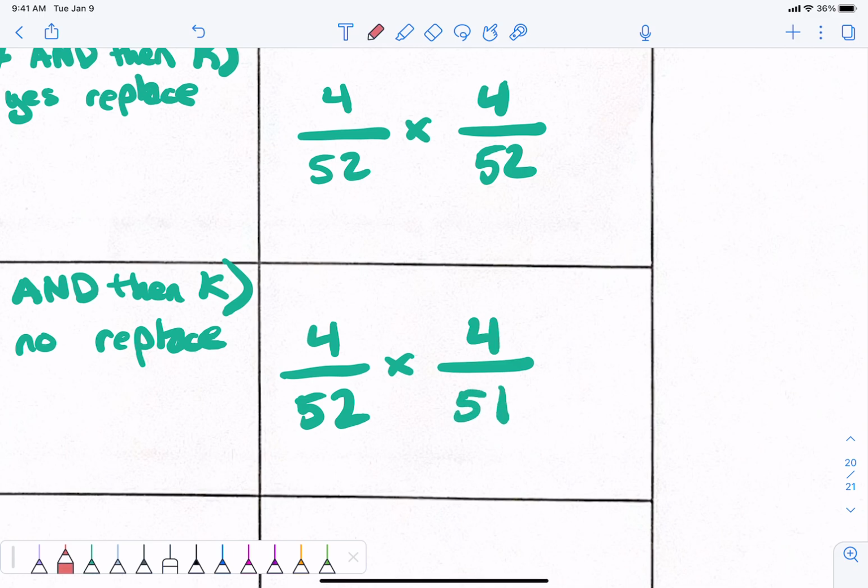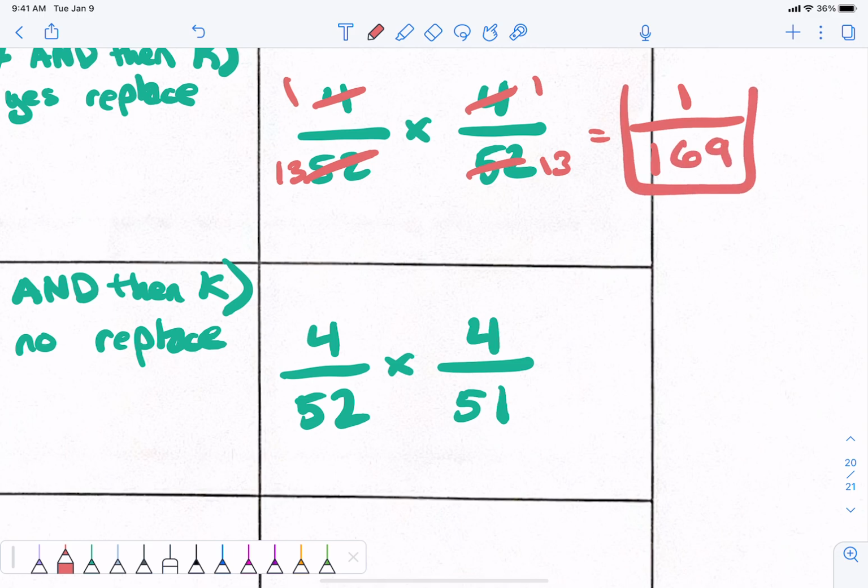Okay, reduce beforehand. 4 out of 52 is 1 over 13. So 1 over 13 and 1 over 13. 1 times 1 is 1. 13 times 13 is 169. 1 over 169. Whatever that is as a decimal. On the test where I don't specify what to give me the answer in, I'll take anything. 1 over 169, I'll take it as a decimal, I'll take it whatever.